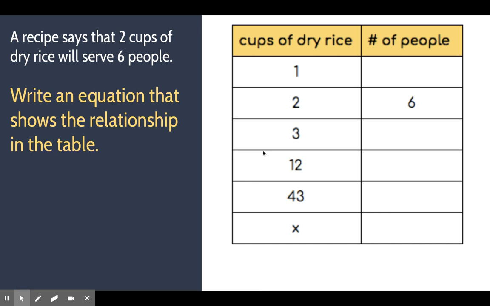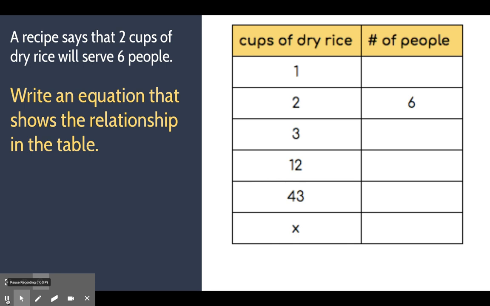So the first question asked us, a recipe says that 2 cups of dry rice will serve 6 people. The only thing that's given to us is that we know 2 cups of dry rice serve 6 people. So let's go ahead and fill out the table. Let's pause the video here and have somebody share out what the values in the table should be.